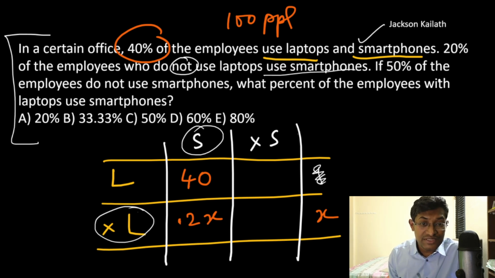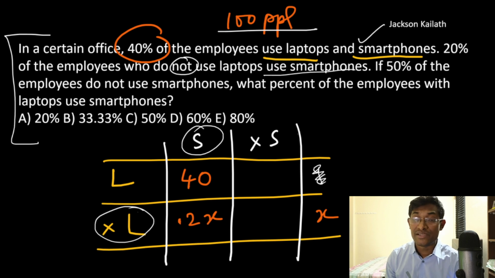It says 50% of the employees do not use smartphones. Again, it's 50% of the employees, which means 50% of the total number of employees, and we have assumed the total to be 100. So 50% of 100 is 50. Okay, so 50 people do not use smartphones.